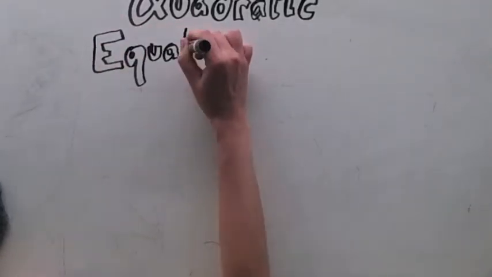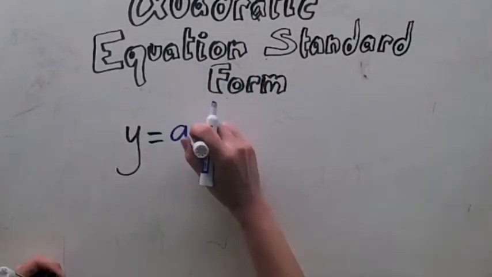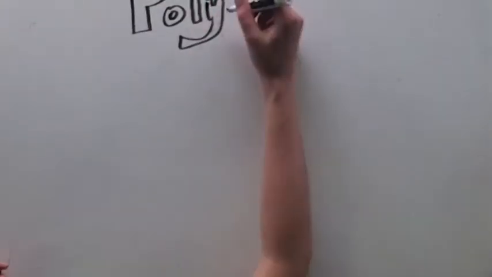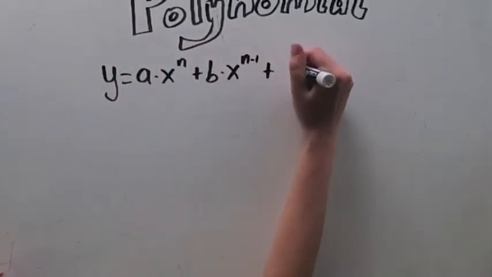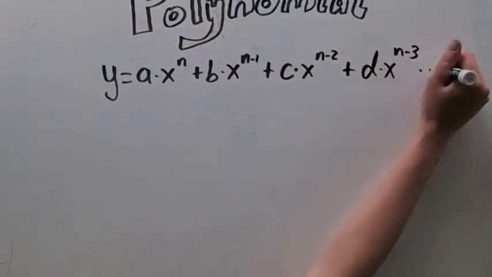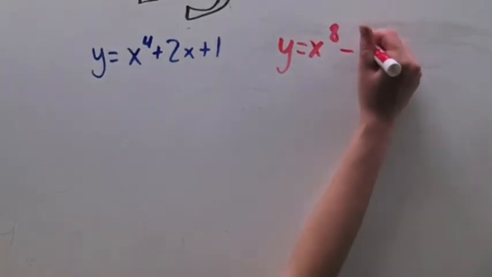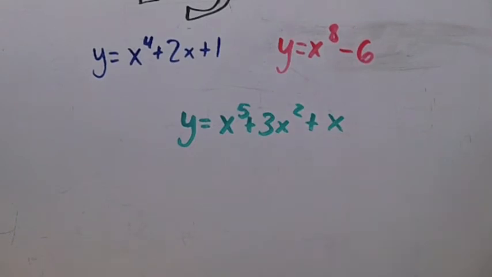Now the equation of a quadratic in standard form looks like y equals a times x squared plus bx plus c, and can also be called a polynomial of the second degree. This is because polynomials is a fancy term for any and all equations that contain variables raised to different powers, like y equals x to the 4th power plus 2x plus 1, or y equals x to the 8th power minus 6, or even y equals x to the 5th power plus 3x squared plus x.